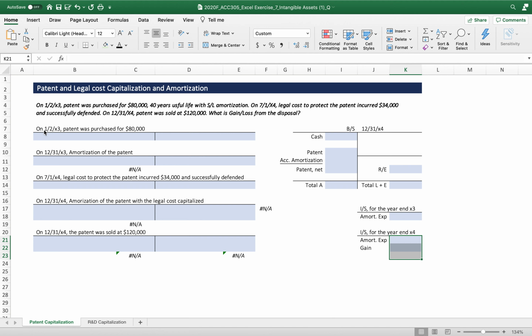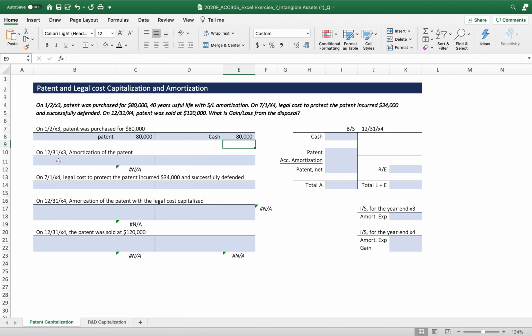Okay, first, on January 2nd, year 3, the patent was purchased for $80,000. So, patent, that is the intangible asset, then cash out. Again, the reason why we can capitalize this asset is that we purchased it from the market. It has the fair value. So that patent is the intangible asset.